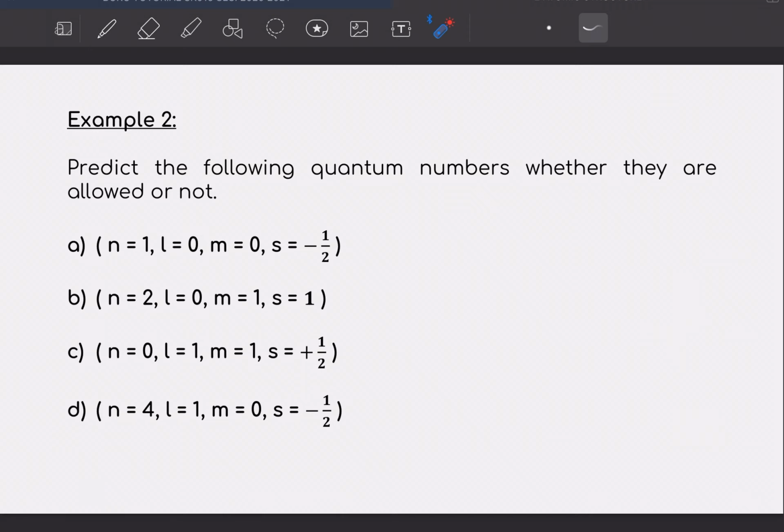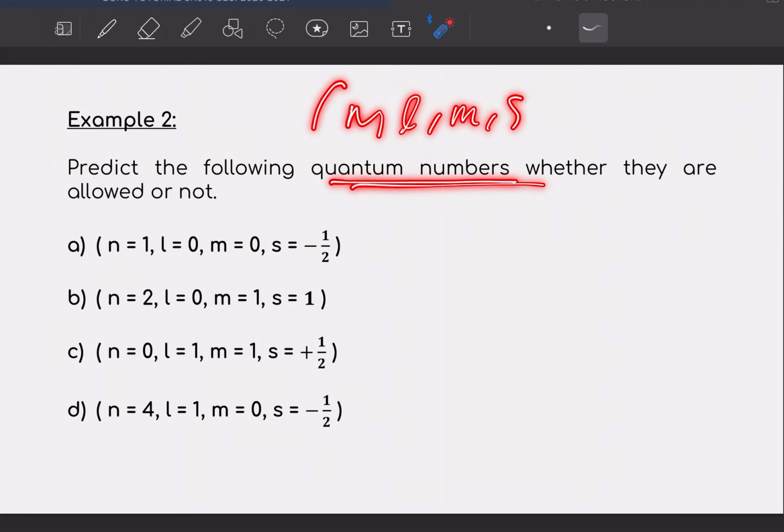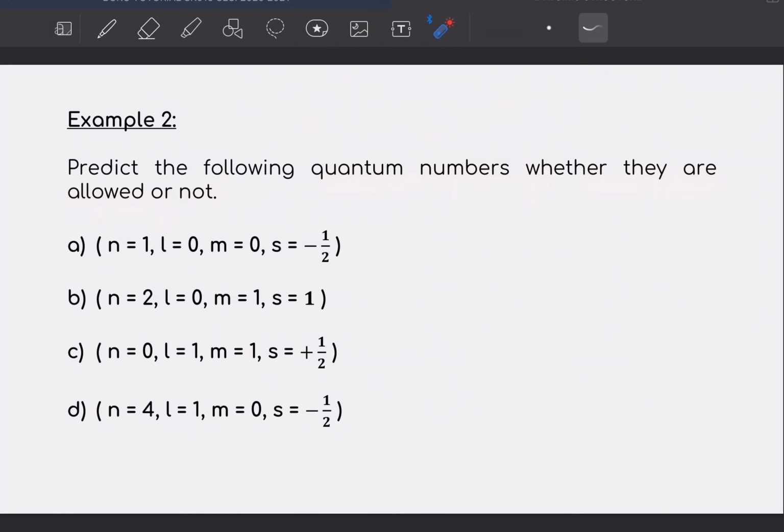So, example 2. This is quite a foundational question, to your understanding. Predict the following quantum numbers, maksudnya n, l, m, s. Awak punya address ni, whether they are allowed or not. Okay, so let's check the first one.